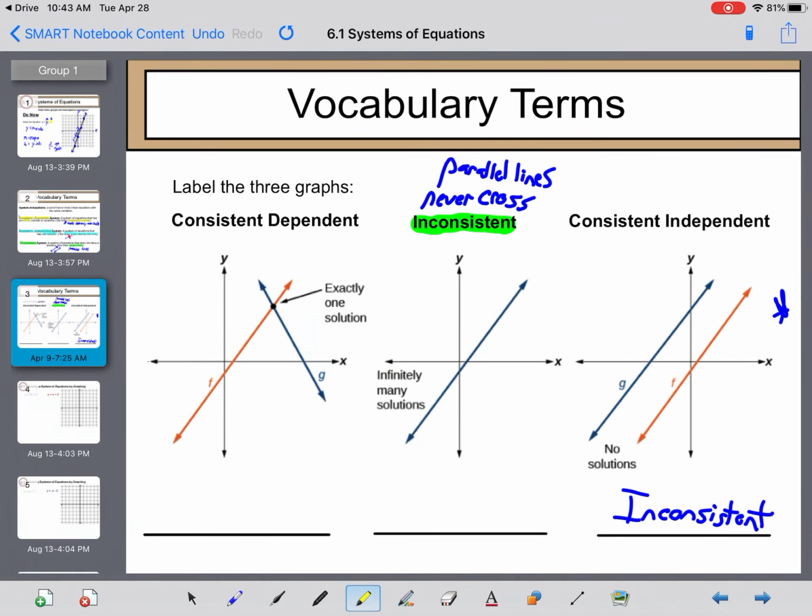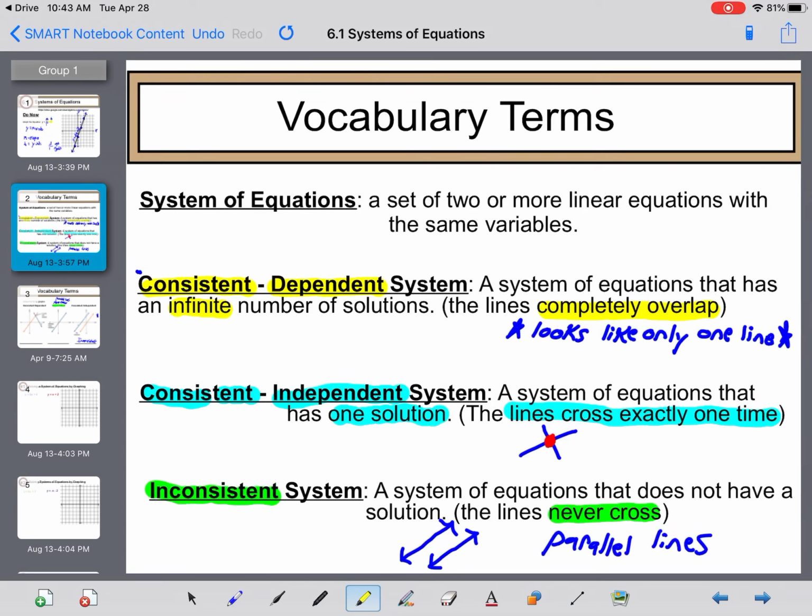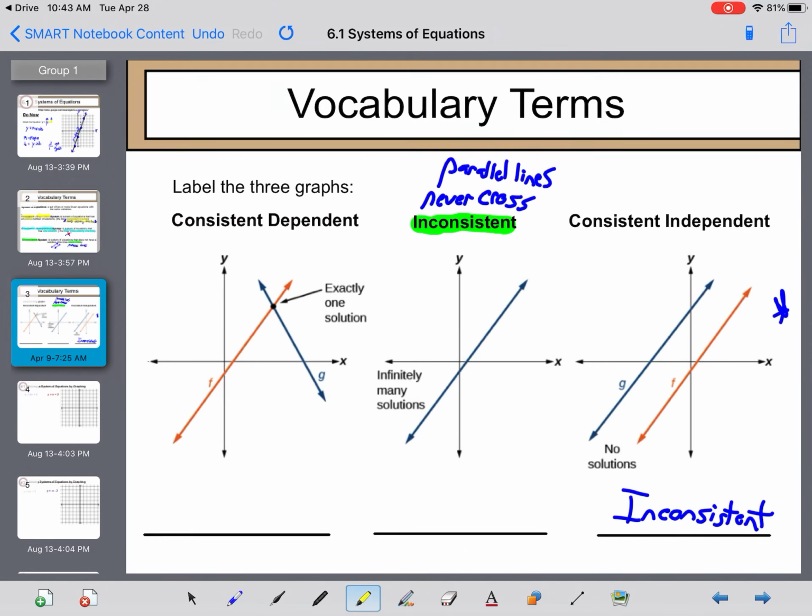Okay, now I was trying to remember between the two, consistent dependent and consistent independent. Consistent dependent. The lines completely overlap, and remember my note, it looks like only one line. So if I go back, which one only looks like one line? And that's the one right in the middle here. So consistent dependent.